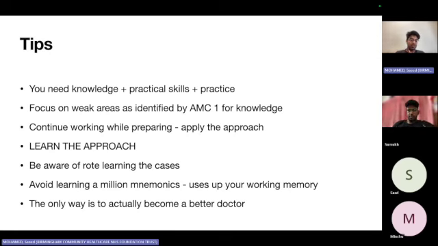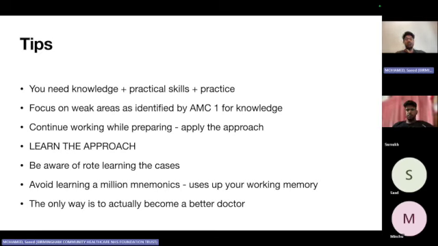Okay. And then be aware of rote learning the cases. We'll go through a few example cases today, but don't rote learn everything, because then they will change a few things. For example, they'll change a subtle sign or some part of the history, and completely change the case. So you need to be able to go through a case like you go through any regular patient that comes to you. So don't learn the cases by heart. And then you've got, yeah, I told you about the mnemonics already.